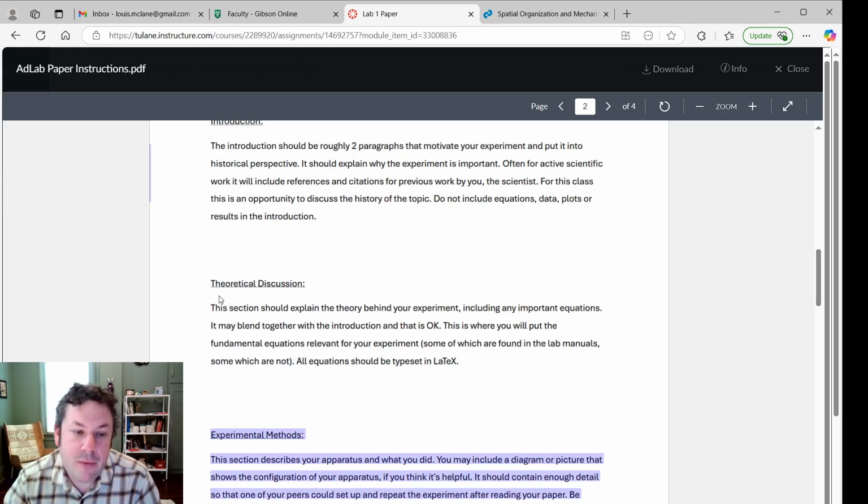This is not always how papers are written. I'll show you an example. I'm going to show you one of my papers from grad school, and I didn't have a theory section. That doesn't always show up.